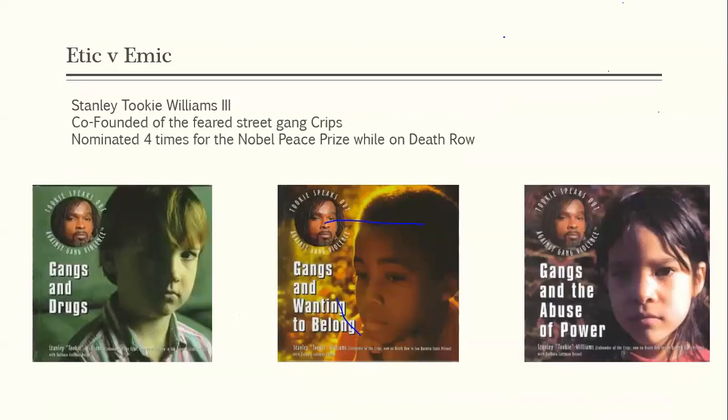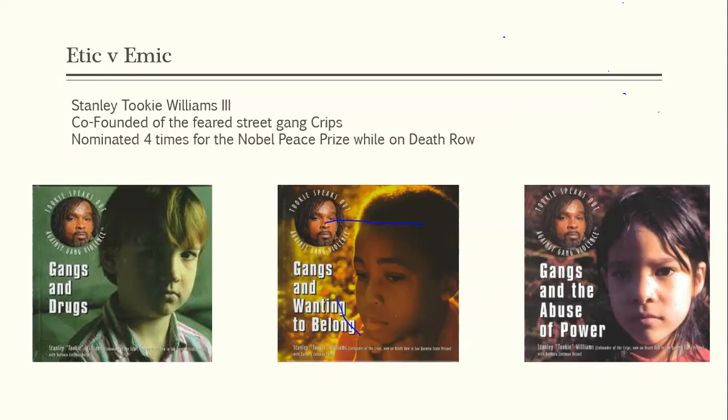All right. Another example of etic versus emic, to try to bring this idea home, is I want to tell a real brief story about Stanley Tookie Williams. Stanley Tookie Williams was the co-founder of the feared street gang, the Crips. There's a gang in America called the Bloods and the Crips, and they're in operation today. They're not a nice group of people, to say the least. And many years ago, Stanley Tookie Williams was convicted of multiple murders, and he was put on death row.